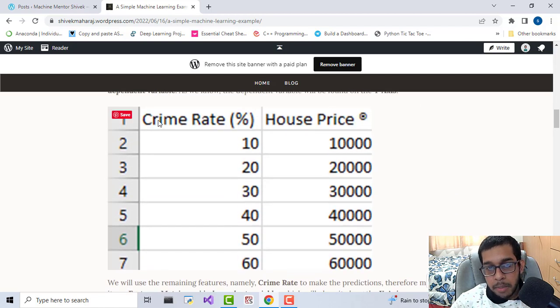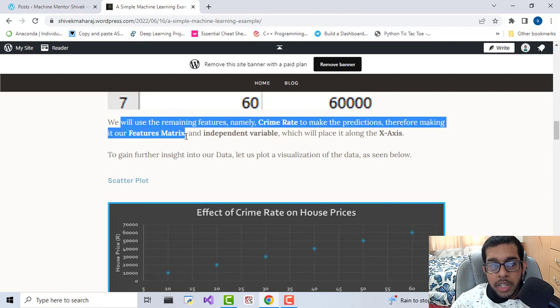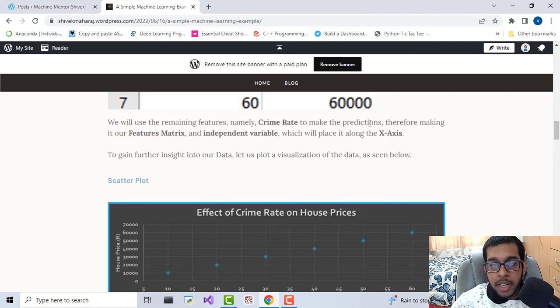So we see a table, guys. This is the data we have: crime rate and house price. Now, we will use the remaining feature, namely crime rate, to make the predictions, therefore making it our features matrix and independent variable, which will be placed along the x-axis. To gain further insight into our data, let us plot a visualization of the data as seen below.